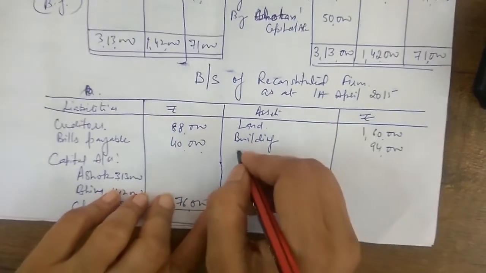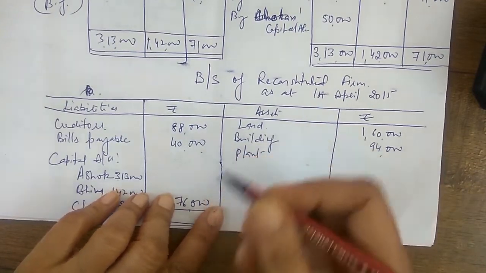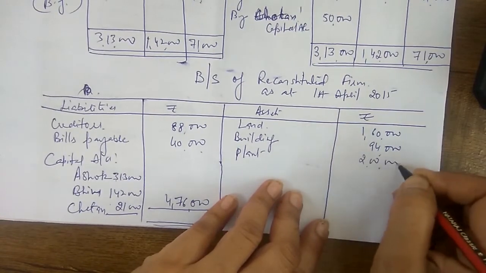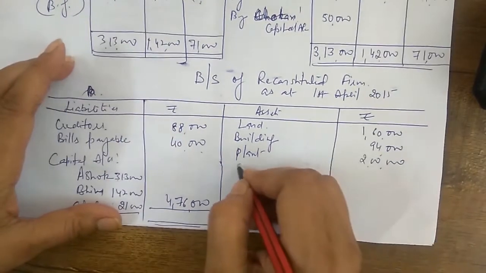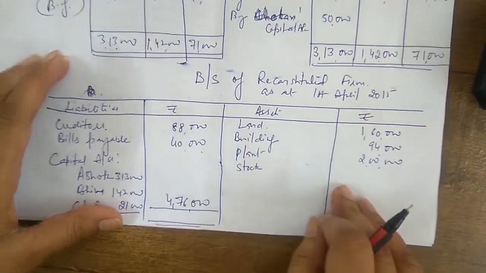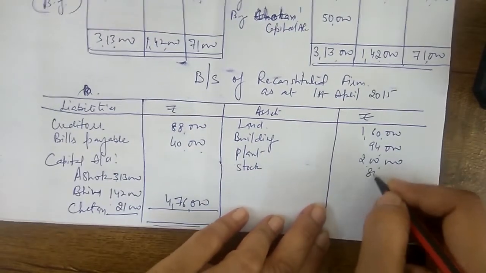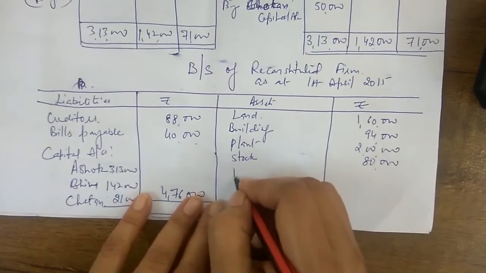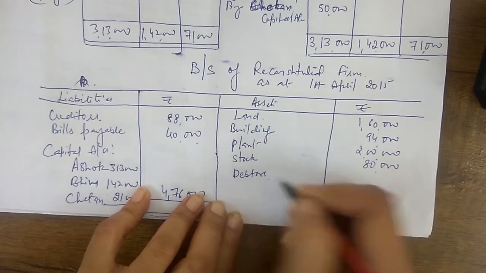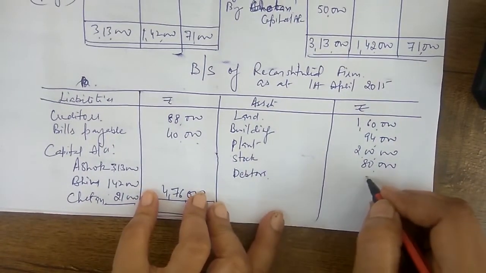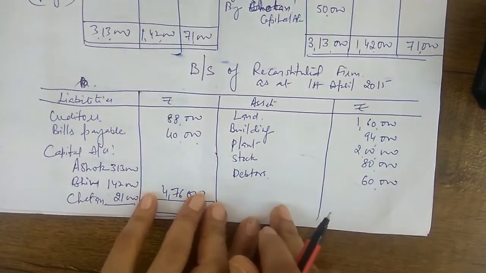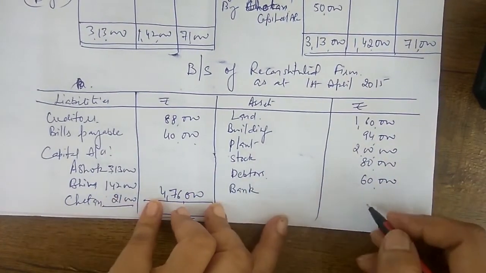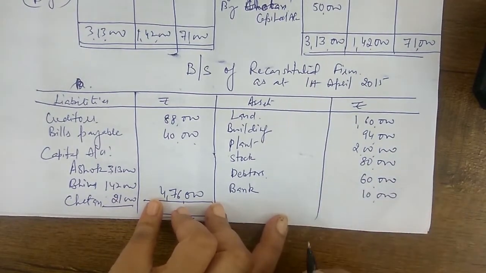Next we have plant. Plant, there is no change. Whose value is not changed, it will be shown with the same book value. It is 2 lakh. Next is stock. Stock, there is no change. We will show the same value of stock now, 80,000. Then we have debtors. Debtors, again there is no change, bache, so we will continue with the same value that is given, 60,000. Then we have bank balance. Again there is no change in bank balance, continued with the same 10,000.